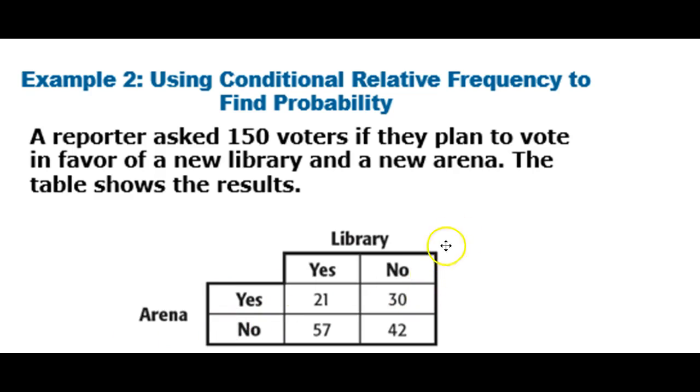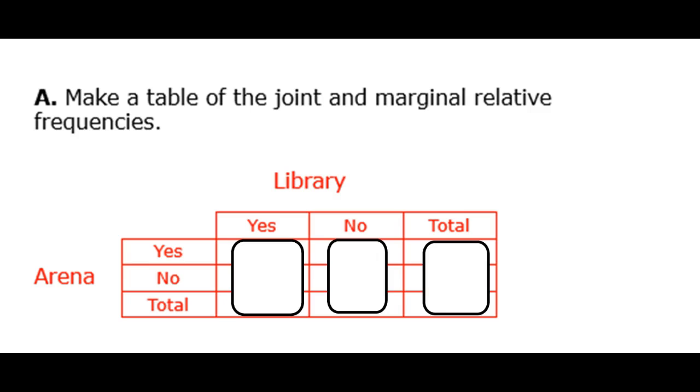Okay, let's try this again. We're going to create joint relative frequency, marginal, and then we'll talk about conditional relative frequency. So in this case, a reporter asked 150 voters if they plan to vote in favor of a new library and a new arena. The table shows the results. 150 voters. Would you like a library? Yes or no? Would you like an arena? Yes or no? So make a table of the joint and marginal relative frequencies. When you are ready, come back and check your work.